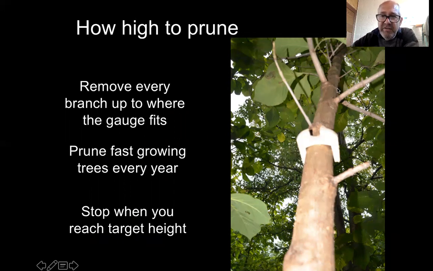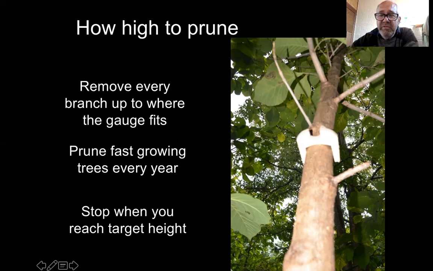The second gauge is there to be used above that height. Any branch such as this one up here, which is larger than that, we take it off now. We preempt the fact that that is a large branch, so in the subsequent year when we finally move the gauge up to there, this will be a very large branch.